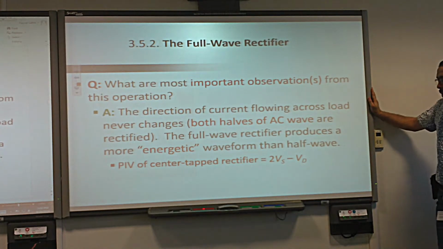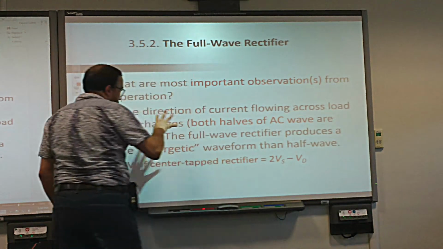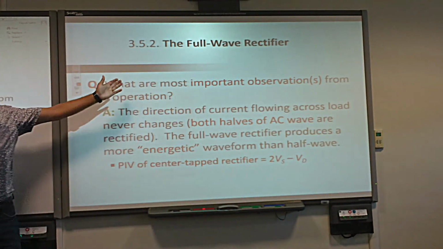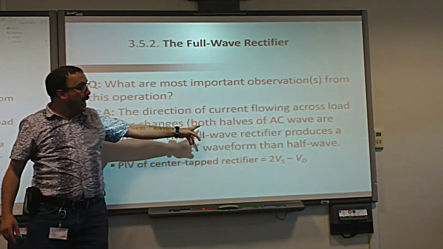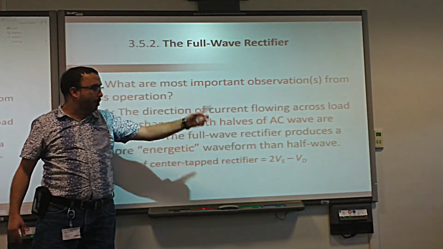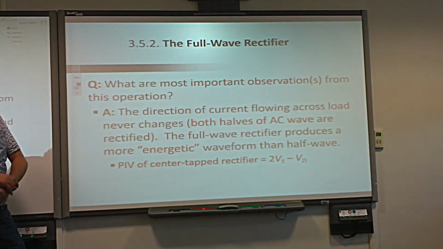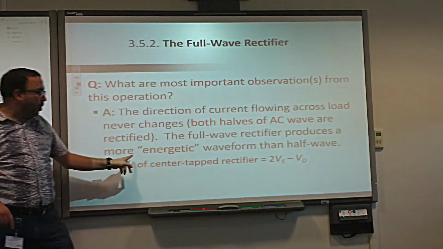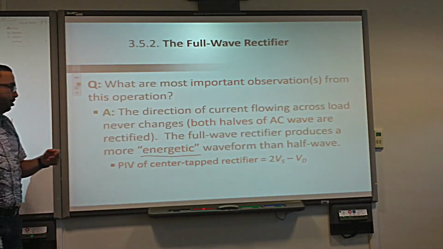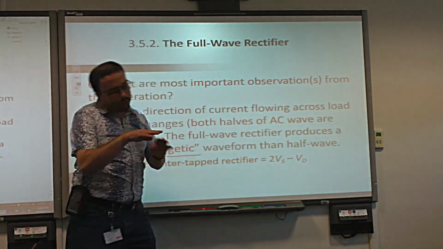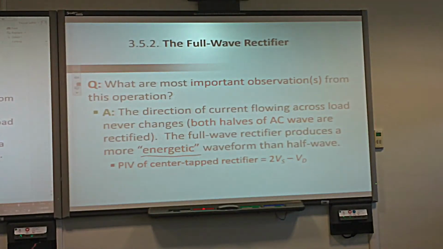So the full wave, about this circuit, we found that the current is always in one direction, for both halves of the AC wave, up and down, but the output is always up. Good. So it's more energetic, like Mahal noticed. You always have a voltage at the output. It's not that there's a voltage and then no voltage. No, it's always giving me a voltage.